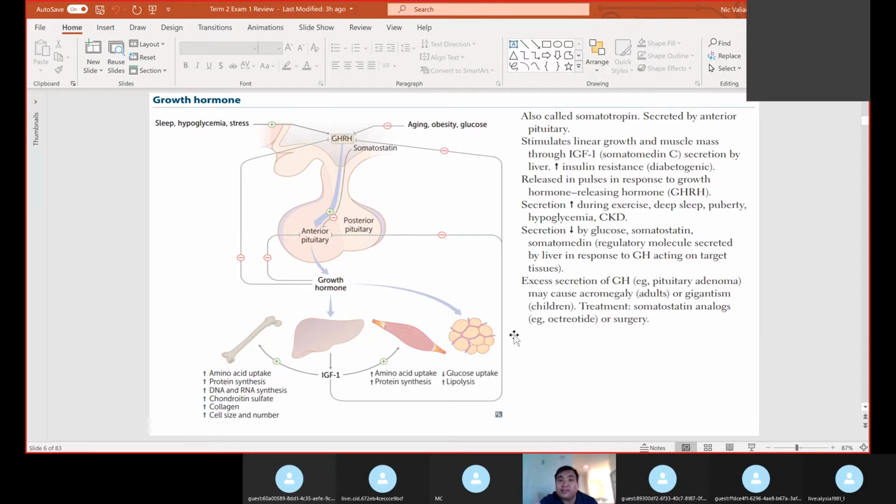How are we going to increase the secretion of growth hormone? Exercise, deep sleep, puberty, hypoglycemia, or if you have, unfortunately, chronic kidney disease. Secretion is decreased by what? Glucose, somatostatin, or somatomedin. Don't forget, excess secretion of GH can cause acromegaly in adults or gigantism in children. What's the treatment? High yield, somatostatin analogs. You can give them octreotide or surgery.